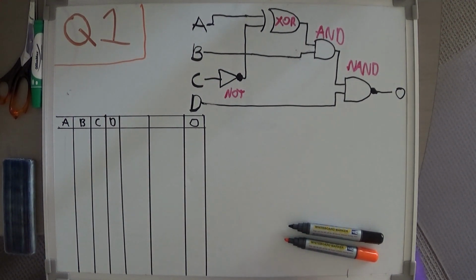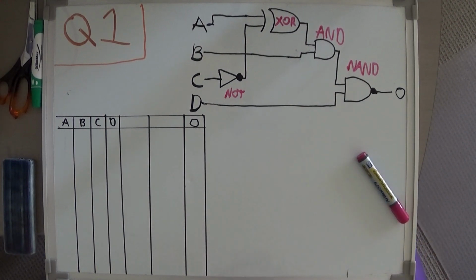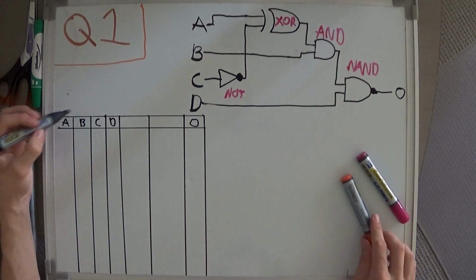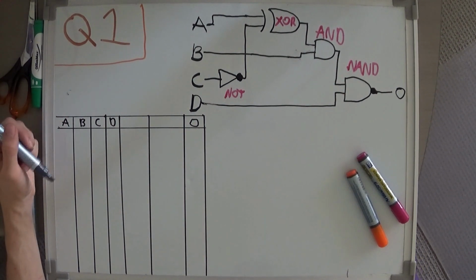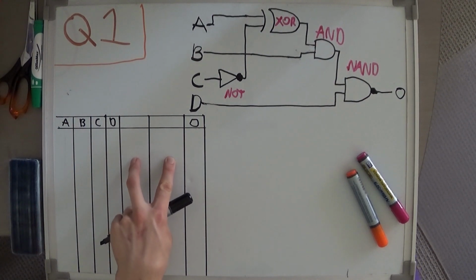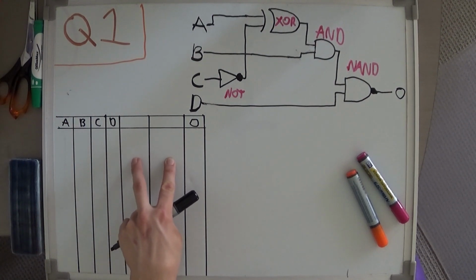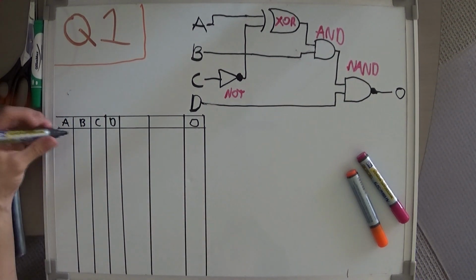Let's get started on our truth table. I've already started to write out the truth table over here. We've got a column for each of our inputs, A, B, C, and D. I've also got a couple of columns here that we'll populate in a minute. These are for the two intermediate steps I'm going to use to fill out the truth table, and we have our output over here.